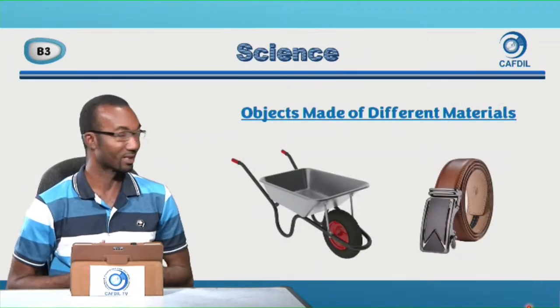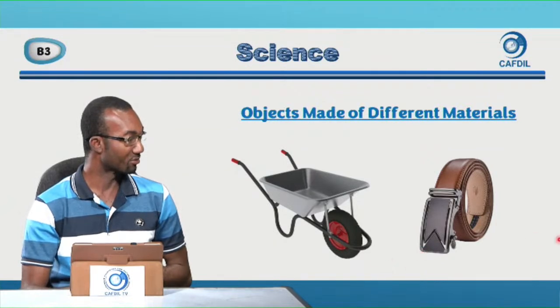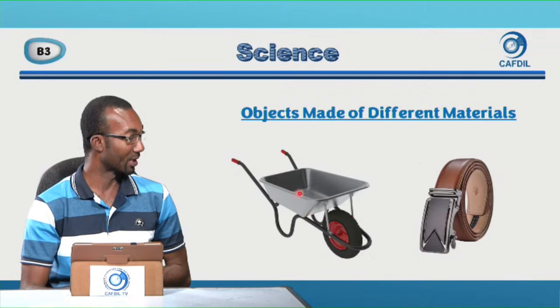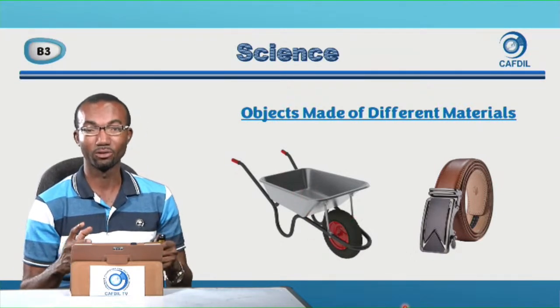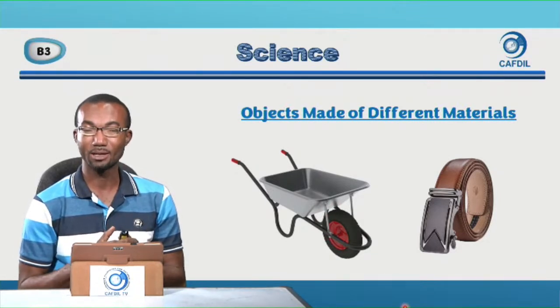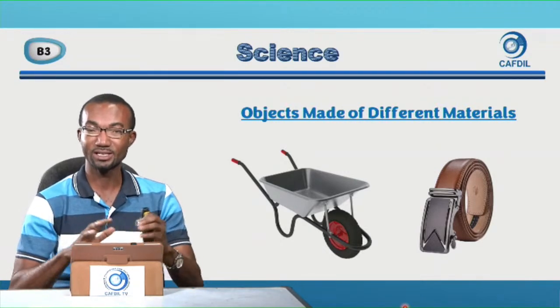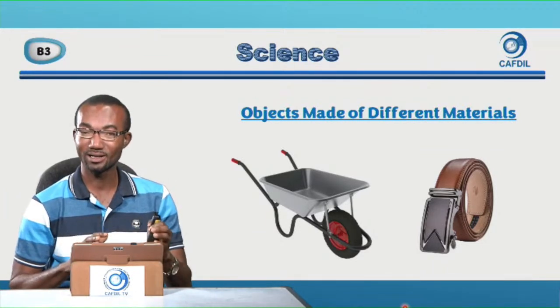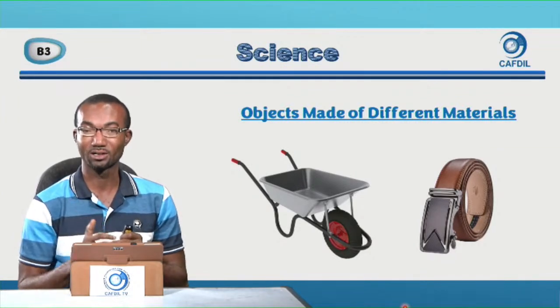Now let's look at objects made of different materials. If you look at the images on your screen, you can see that the objects we have here are not made of the same material. Just look at it. This is a different material, this is a different material, but in one object, a belt. This is a different material, this is a different material, in one object, a wheelbarrow. So if you enter your mommy's kitchen, you can see objects there that are made of more than one material. Even the sitting room where you are sitting right now, just look around, you can see objects there that are made from more than one material.